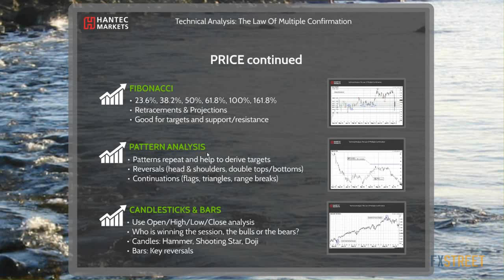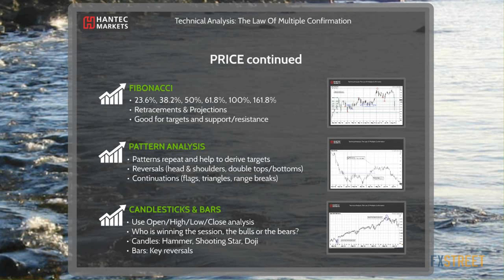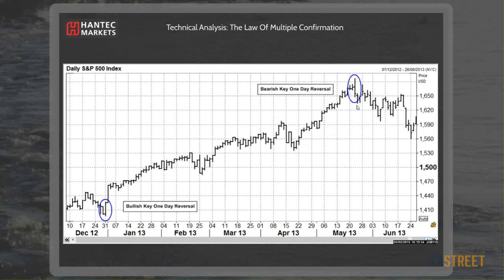Here we go on the S&P 500 where you've got key 1 day reversals: a bullish key 1 day reversal here, and a bearish key 1 day reversal in May 2013, big strong trend, bearish key 1 day reversal, subsequent correction coming through. So you do have a lot of impetus for these patterns.